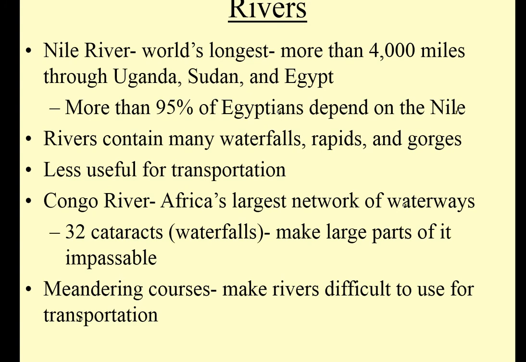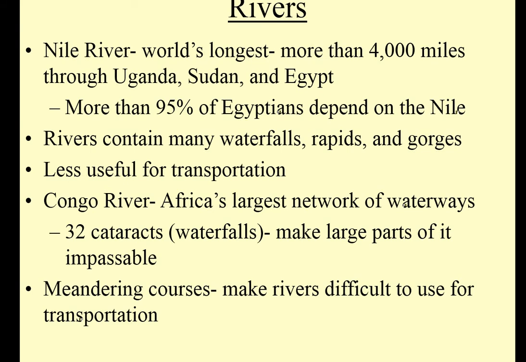The Nile River, we've talked about before. We talked about Southwest Asia and North Africa, it being the longest in the world, more than 4,000 miles. It travels up through Uganda, Sudan, and Egypt. More than 95% of Egyptians depend on the Nile. You saw that in the map we did today, the political map, where we colored it by population density and where people settled, and you saw the dark red along the river, showing you that most of the folks live on the Nile, and really anywhere, most of the folks are going to live near some kind of water source.